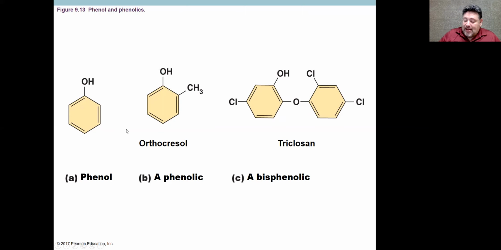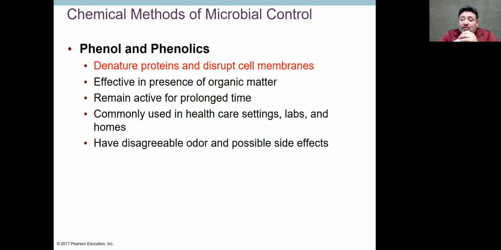Here's bisphenolic, bis meaning two. Okay, and we used to use something similar to this in the clinical environment when I was in the Army. They used to call it Vesphine. This stuff is very, very useful. What it does is it denatures proteins and disrupts cell membranes. Okay, so an excellent, excellent way to disinfect items. The only caution is that sometimes this stuff can be carcinogenic.